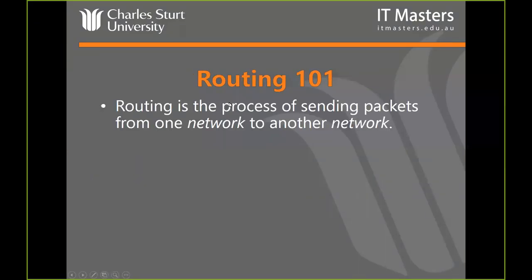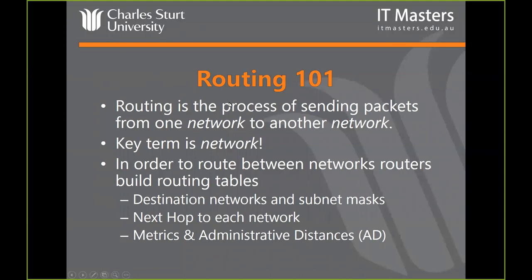So, routing 101, some real basics of routing. Routing is the process of sending packets from one network to another network, plain and simple. Notice I'm using the term packet, so that should indicate to you, with the discussions we've had about the OSI model, that routing occurs at layer 3 of the OSI model. That's where packets live. The key term in that statement about routing is network. So it's about routing packets between networks.